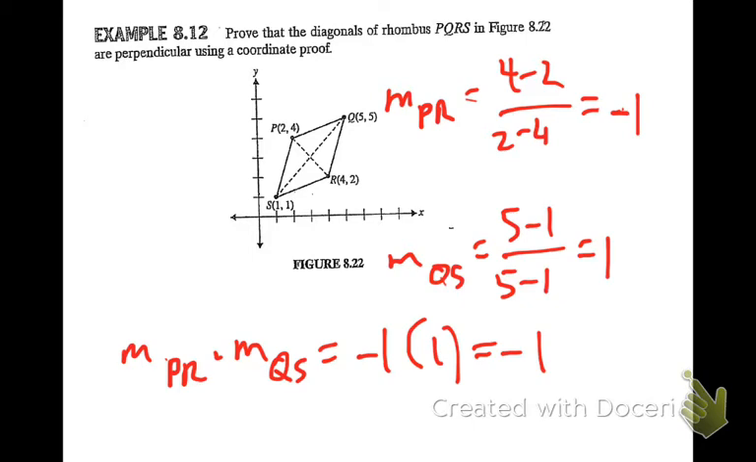Okay, so you should have gotten the slope of PR was -1 and the slope of QS was 1. You multiply those two together and the product is -1. And if the product of the slopes is -1, then we know they are perpendicular. Any questions? No questions.